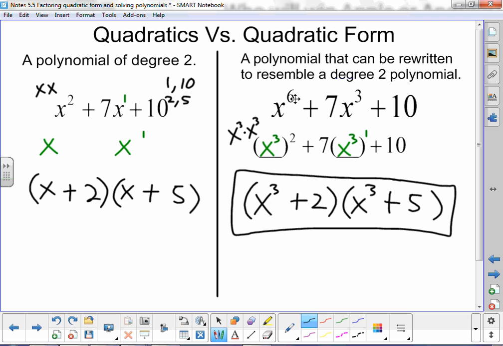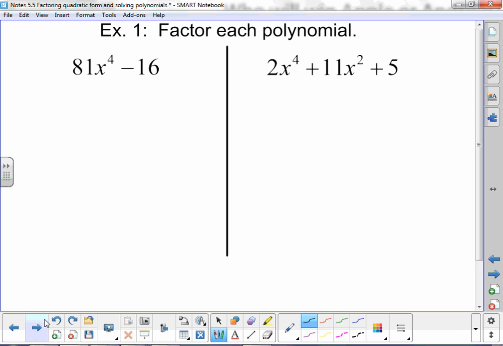And the method of doing that is make it, if you can, because you're not always going to be able to do this, but if you can, make it into a quadratic form, and then use any of the patterns that we've used in the past to solve that quadratic form. Or not to solve it, to factor it, sorry. All right, so let's try these.